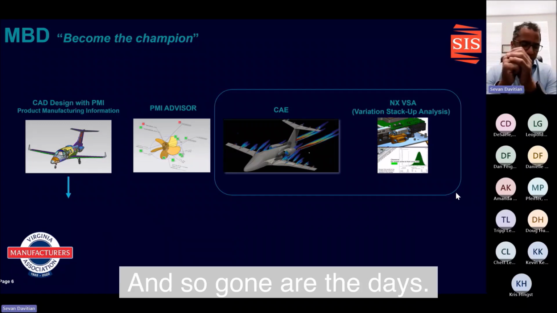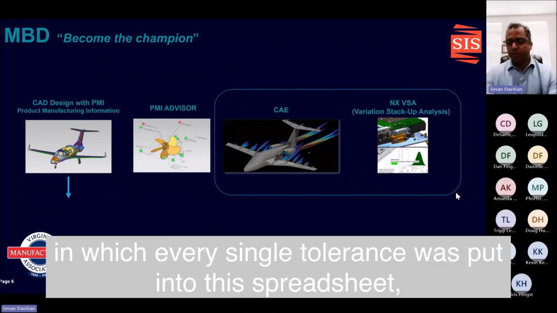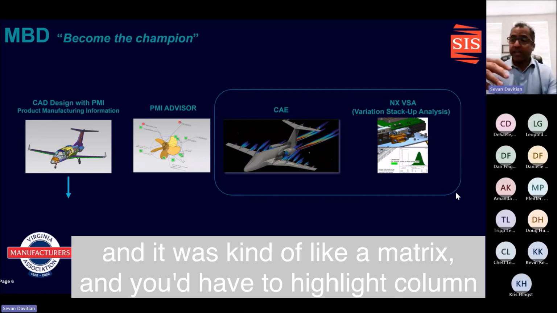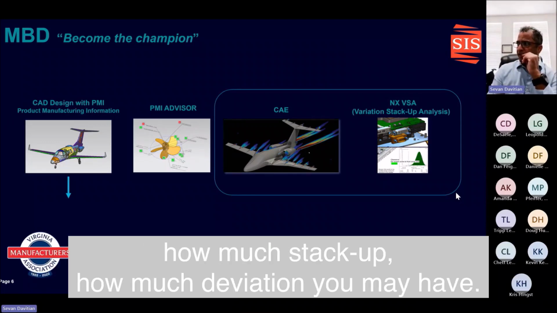And so gone are the days. I mean, I worked for a company that had an Excel spreadsheet back in 2011 in which every single tolerance was put into this spreadsheet, and it was kind of like a matrix, and you would have to highlight column A and which component you want to start from and go all the way down to identify how much stack up and how much deviation you may have.